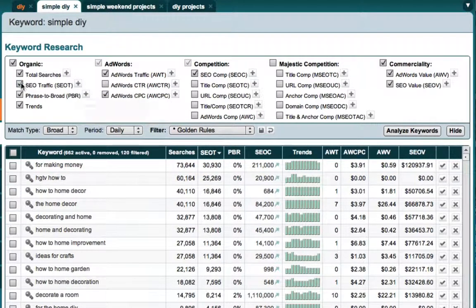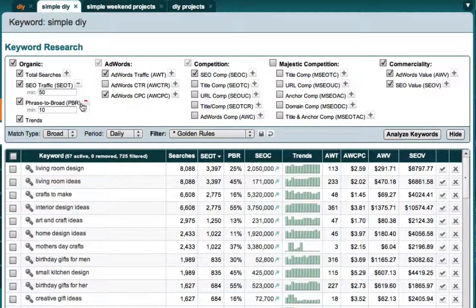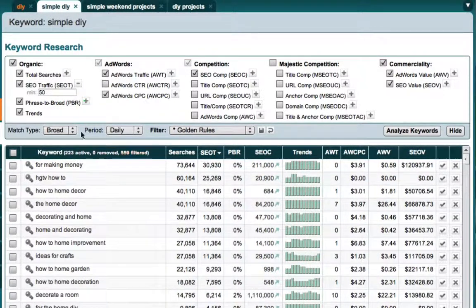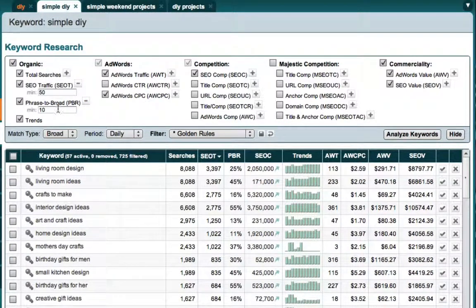The first thing I'm going to do is go to SEO traffic, and put in a minimum of 50 traffic that I want on a daily basis. 50 clicks per day, that's excellent. Now, phrase to broad ratio, I'm going to put at a minimum of 10%. Let me turn it off right here and just focus on this keyword part. Look at how it takes away and adds. By just filtering the keywords that I actually want, I dropped it from like 600 and whatever it was to 57. Now I could deal with that.